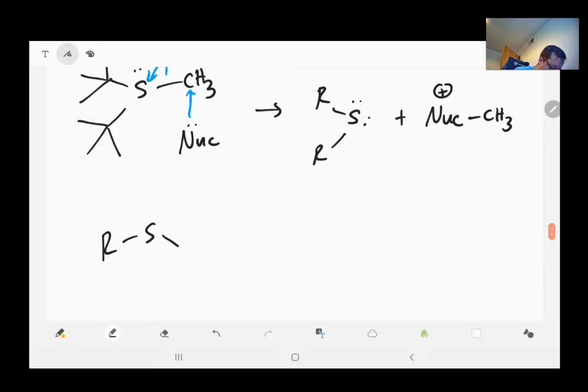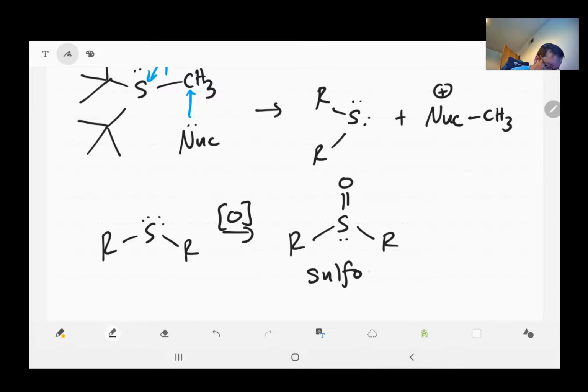We have a couple more. Because sulfur can go expanded octet on us, with oxygen, with regular ethers, we're stuck in period 2, can't go more than 4 electron domains. But sulfur has no such problems. We can go ahead and oxidize our sulfur if we want to. This is a thioether. This is a sulfoxide now. So if you oxidize your sulfur, you can stick an oxygen onto it.